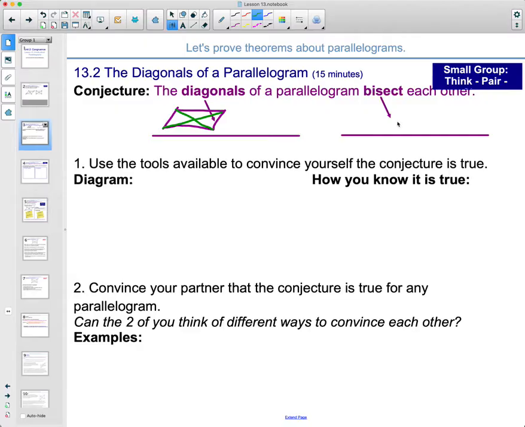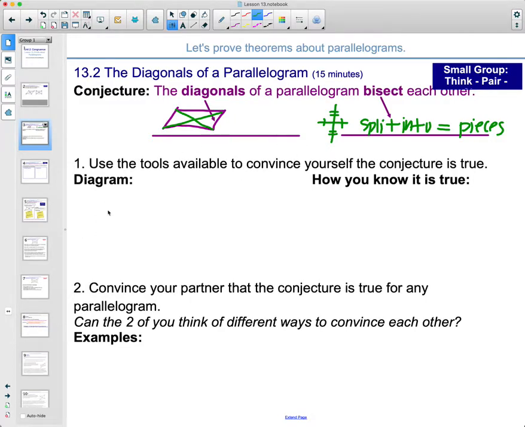And then they bisect each other. So remember, that means to split into equal pieces. So on a segment, if a segment is being bisected, it looks like this. And bisecting each other means both are being split up evenly.